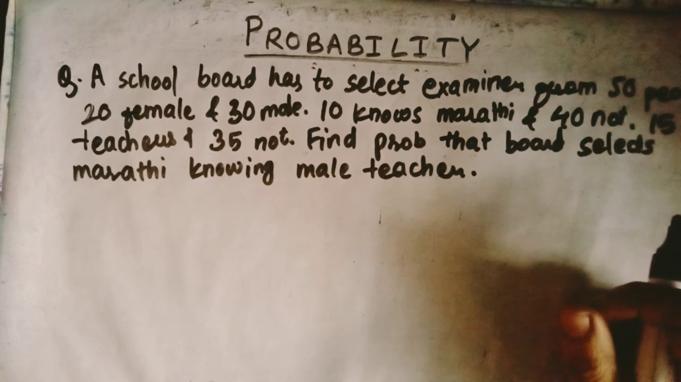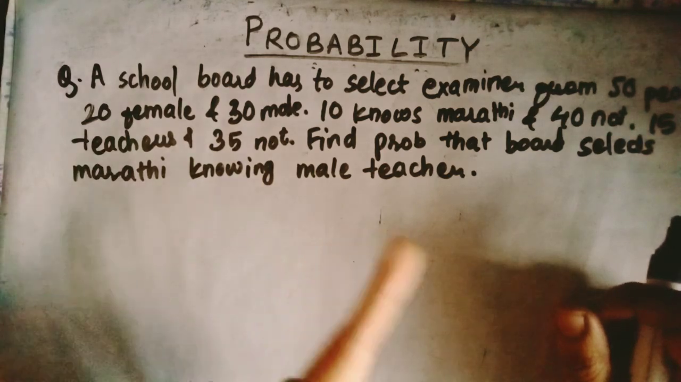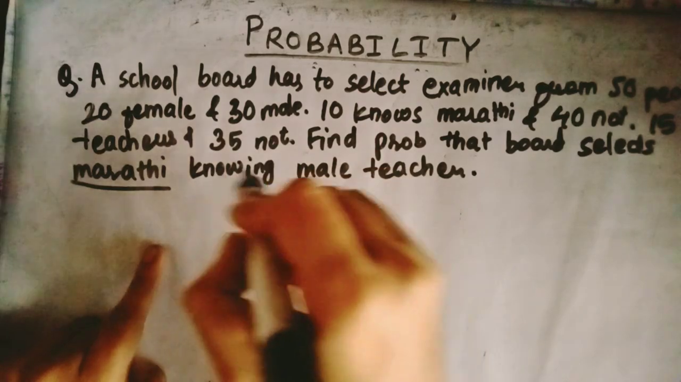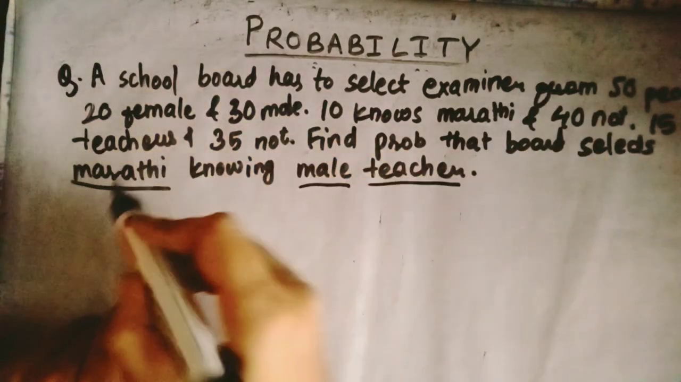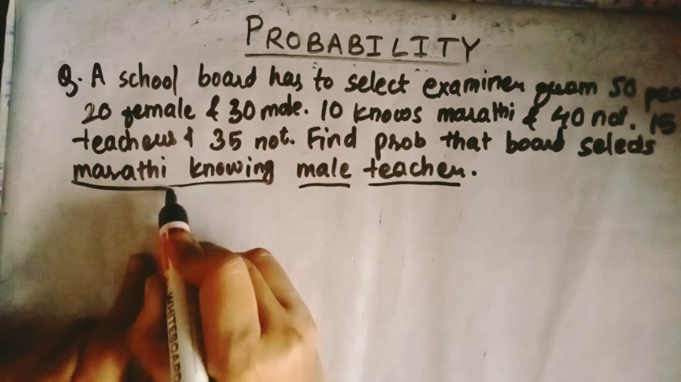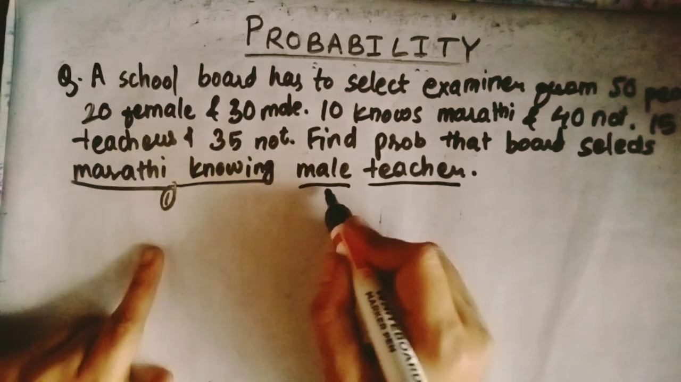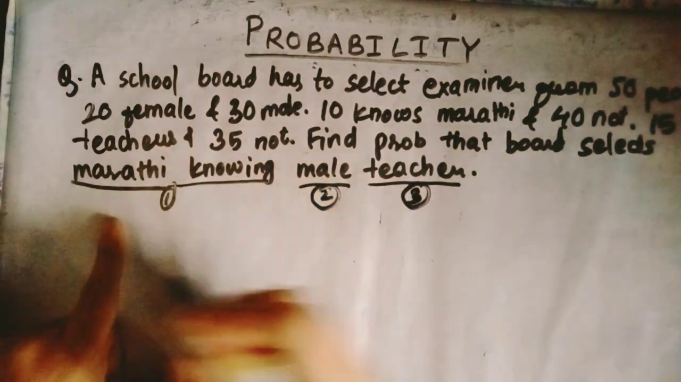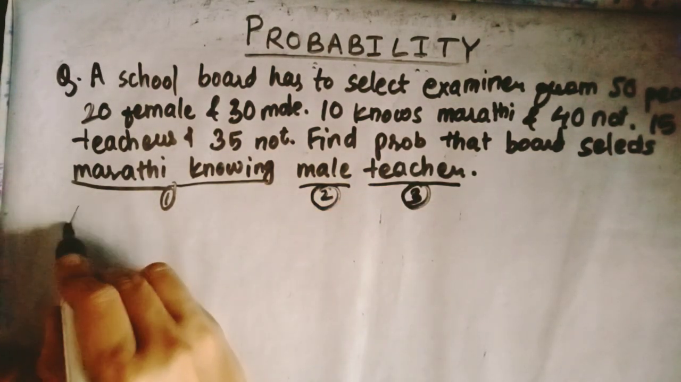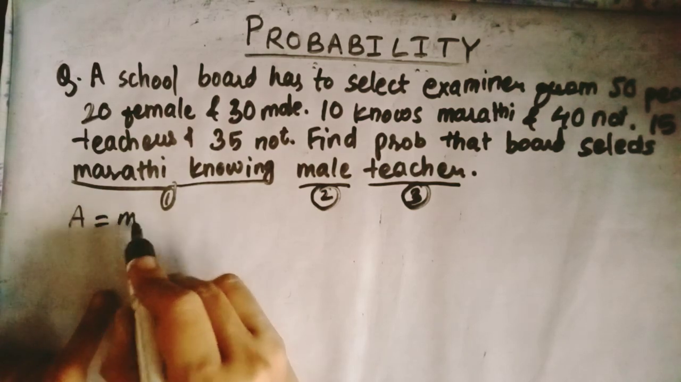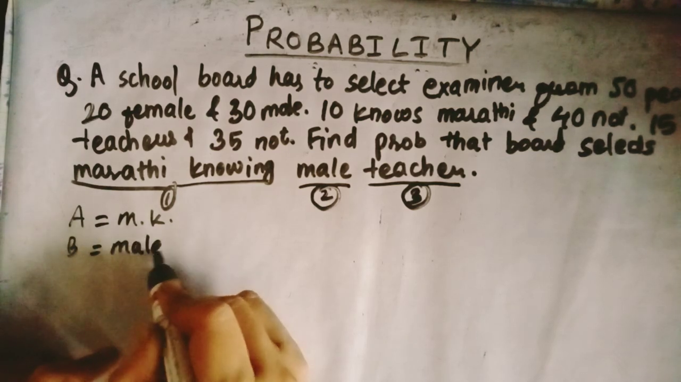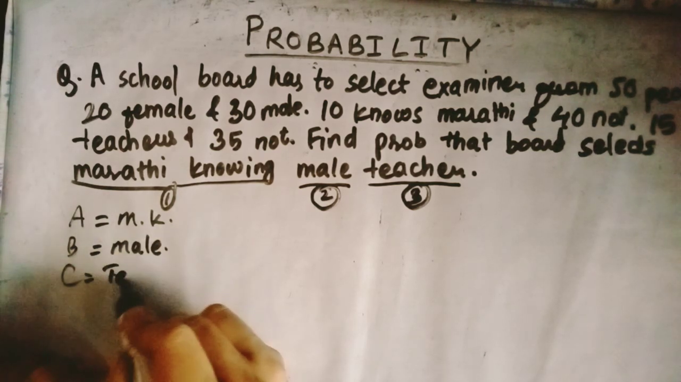Now in this there are 3 things which are given. You have to find the probability that the board selects a Marathi-knowing male teacher. So Marathi knowing becomes the first event, this is your second event, and this is your third event. If I take Marathi knowing as A, and B as male, and C as teacher.